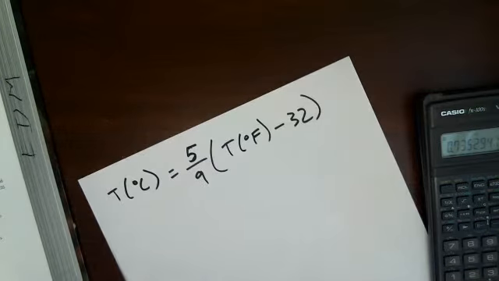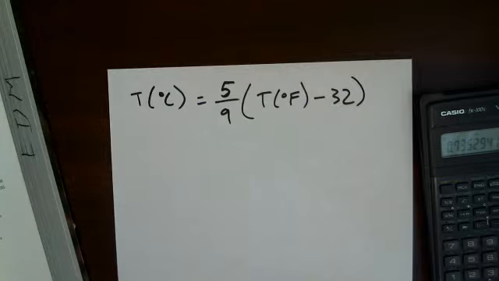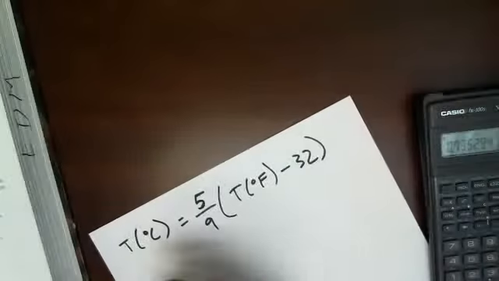And so for those of you that aren't really familiar with the degrees Celsius scale, it's basically scaled such that water freezes at 0 and boils at 100 degrees Celsius. So you can verify that.